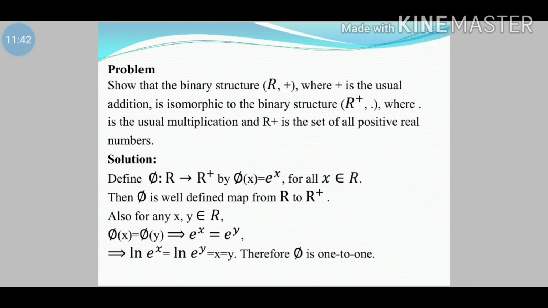Now we want to prove that this map phi is one-one, onto, and phi satisfies the homomorphism property. To prove phi is one-one, we take two elements x, y in R and assume that phi of x is equal to phi of y, which implies e raised to x is equal to e raised to y. Taking logarithm on both sides, we get log e raised to x is equal to log e raised to y, which implies x is equal to y. Therefore, phi is one-one, because if two images are equal, then their pre-images are equal, for any x comma y belongs to R.